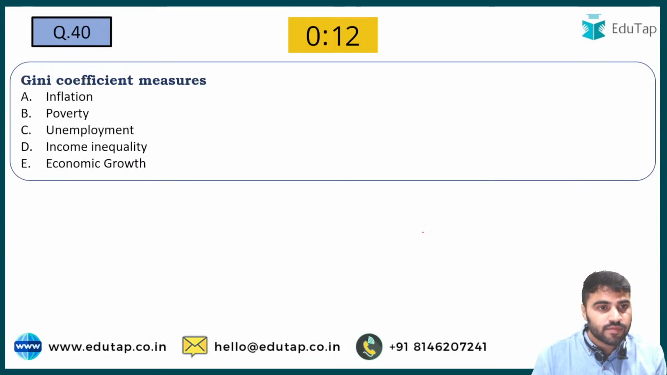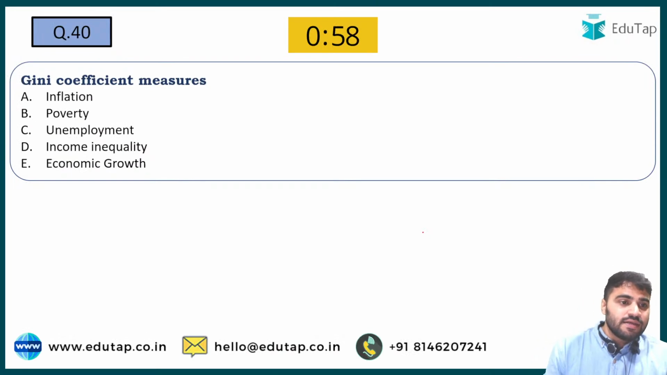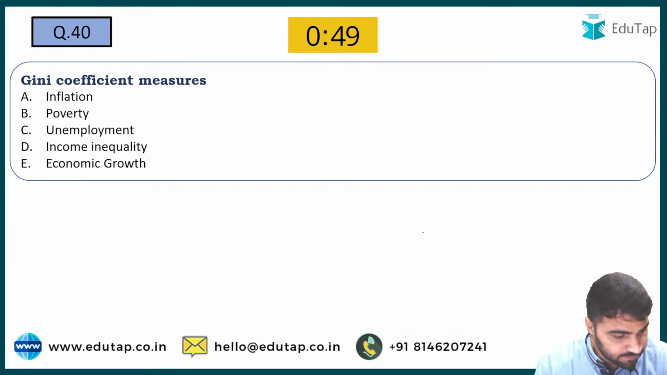35 kg per family. Now the last question of today, guys. Gini coefficient measures which of the following? Your options are inflation, poverty, unemployment, income inequality or economic growth.